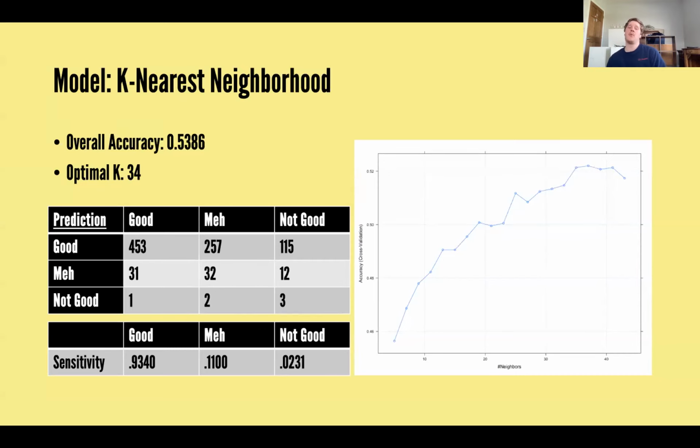But I think one of the more important stats to look at here is the sensitivity. Good is very sensitive, meh is not very sensitive, and not good is not sensitive at all, which you can kind of see in the data. That's just because meh and not good really didn't have a ton of data in each of their categories.